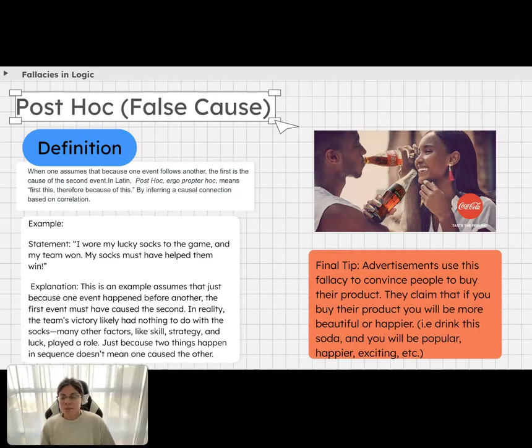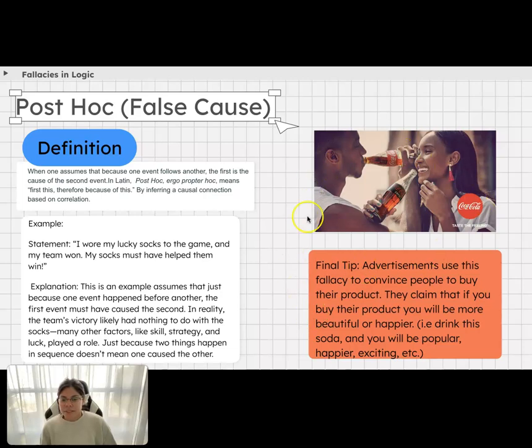Next, we have post hoc or false cause. This fallacy assumes that just because one event happened right before the other, the first must have caused the second. So an example would be, ever since I started wearing this lucky bracelet, my team has won every game. In reality, correlation does not equal causation. The wins could be due to just more practice, skill, or even luck sometimes. But the bracelet probably has nothing to do with it at all.